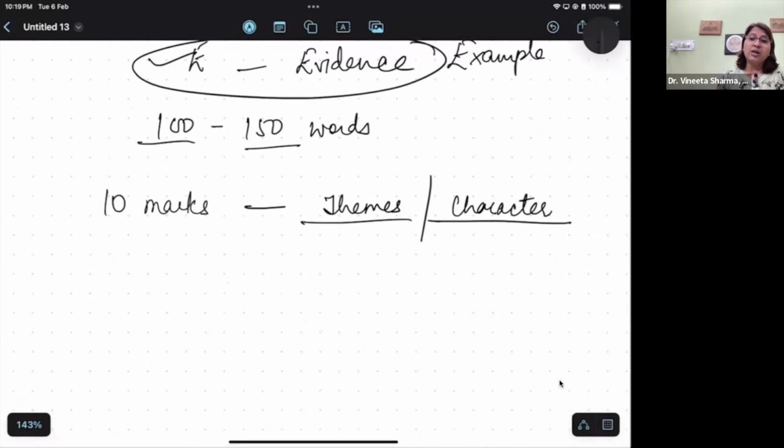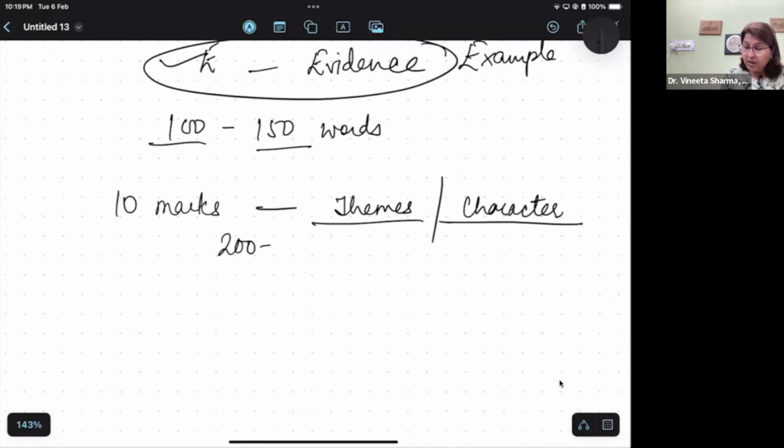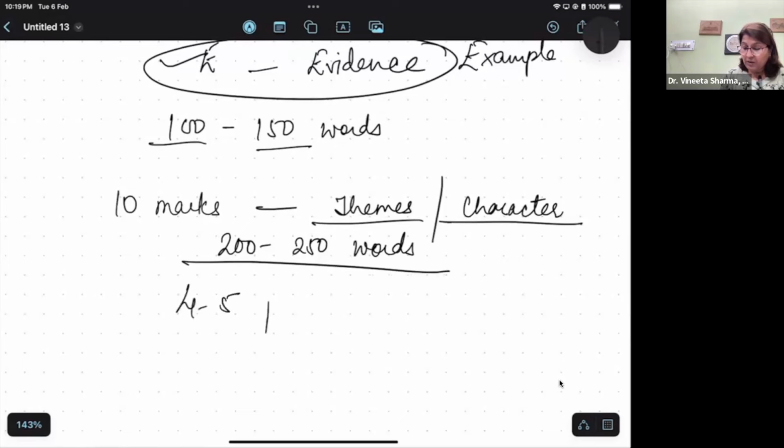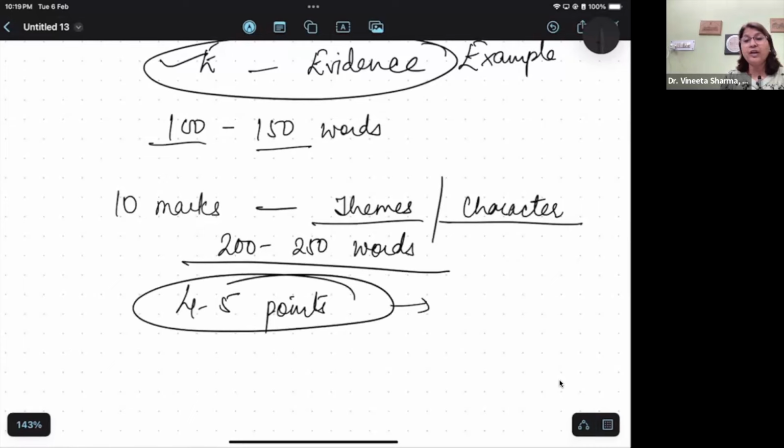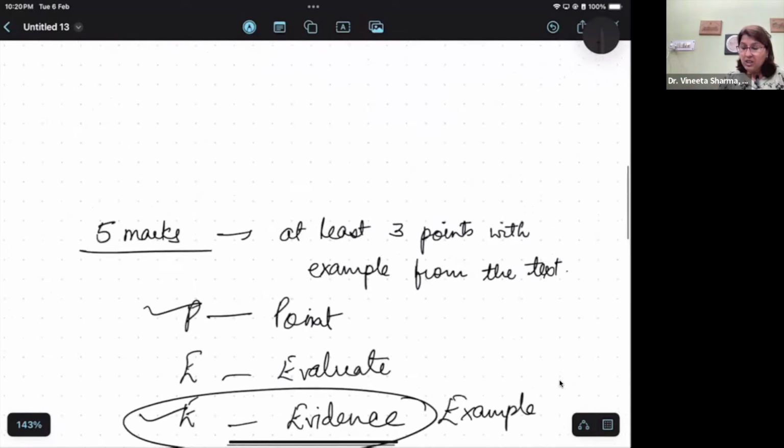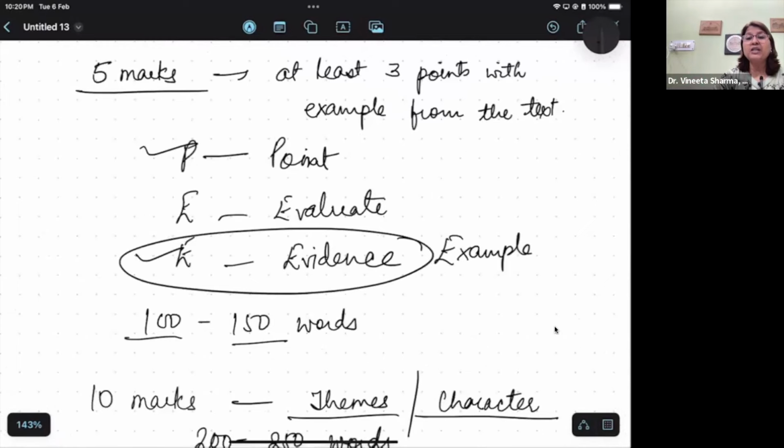Now, for these 10 marks questions, you have to understand that you have to write 200 to 250 words. Correct? So this is 200 to 250 words. Here I would say that you will give at least 4 to 5 points. I always tell my students to give at least 4 to 5 points with examples and textual quotes. So these are the things which you need to keep in mind while you prepare your answers.